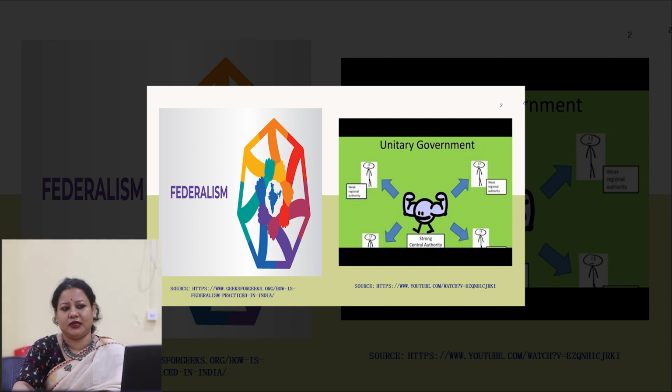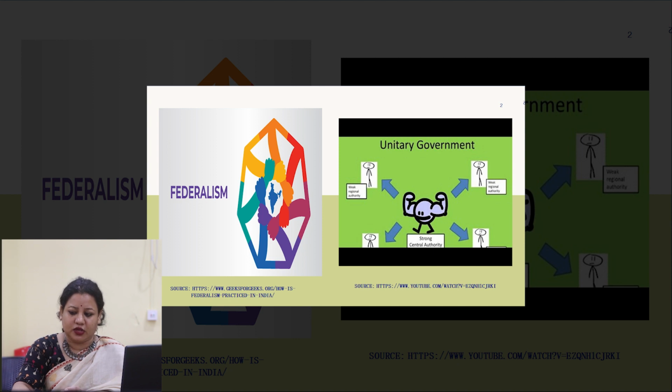Okay, and according to Jennings, the Indian federation is with a strong centralizing tendency. Okay, then according to Austin, Indian federalism is a cooperative federalism. All these are quotations given by various political scientists for our Indian federalism.